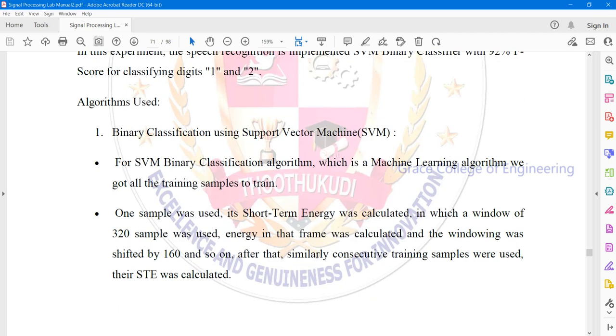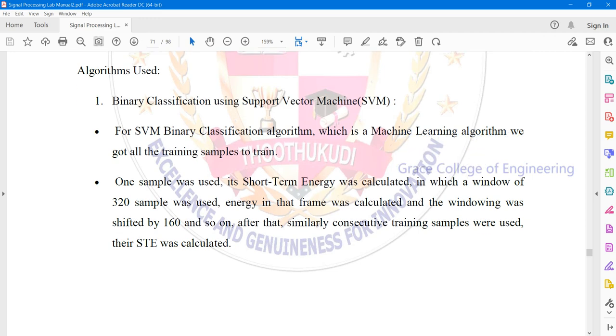One sample was used, and the short-term energy was calculated, in which a window of 320 samples was used. The energy in the frame was calculated and the window was shifted by 160 and so on. After that, similarly, consecutive training samples were used and the short-term energy was calculated.